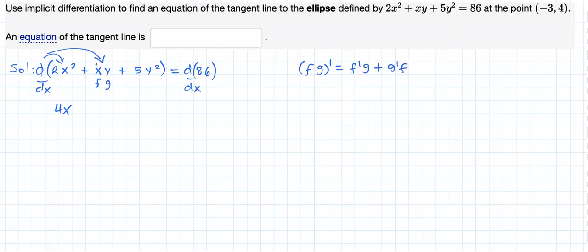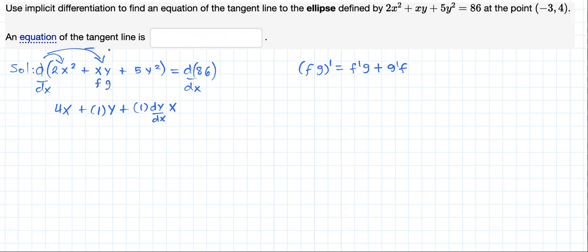Okay, so let's start with derivative of x. That is 1 times the other function as it is, g, y, plus derivative of g, that is 1. But since we are taking derivative with respect to x, we have to multiply that by dy dx, right? And then don't forget, we have to multiply by the function f as it is, which is x.